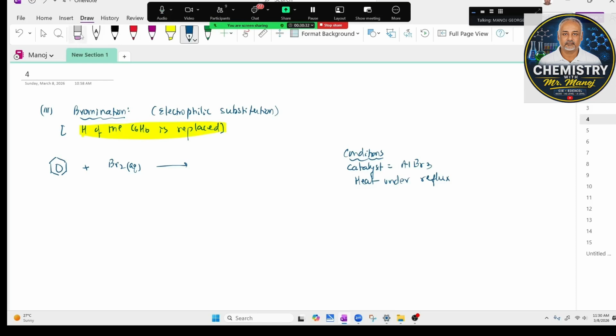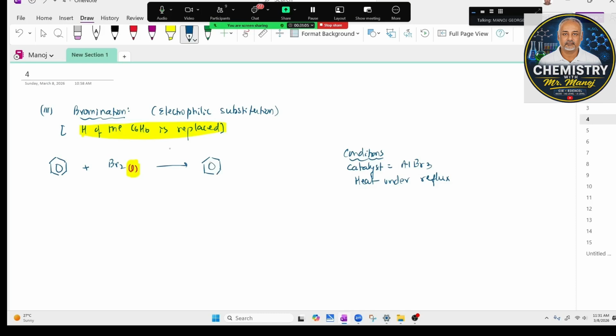Sorry, not aqueous, big mistake. Bromine has to be in the form of liquid, and I need to make sure that you are absolutely clear here, because later on we'll be discussing a reaction of phenol. I'll be comparing phenol with benzene, and then you will see the difference. So remember, bromine has to be in liquid state here. We need bromine in liquid state, and we also need a catalyst AlBr3. We need heat under reflux, a lot of things required.